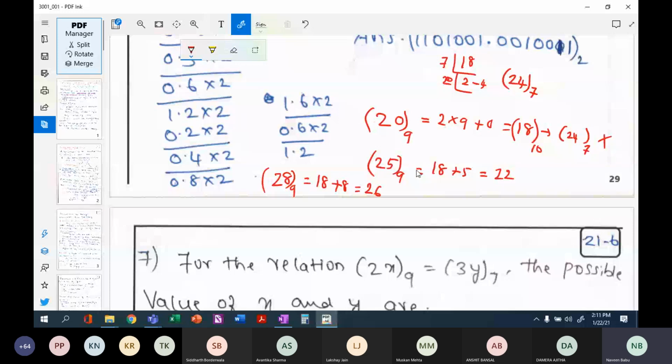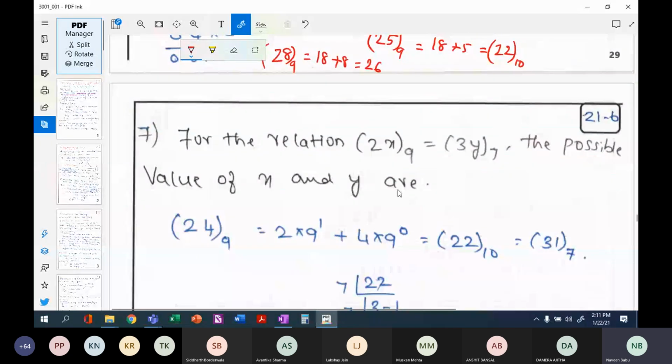Let us check for 25. So for 25, the decimal equivalent is 22 here. So 22 divided by 7, 7 3s are 21, and the remainder is going to be 1. So 31 we are getting. So 30 is also equivalent. Let us check for 25. So likewise you have to check randomly.